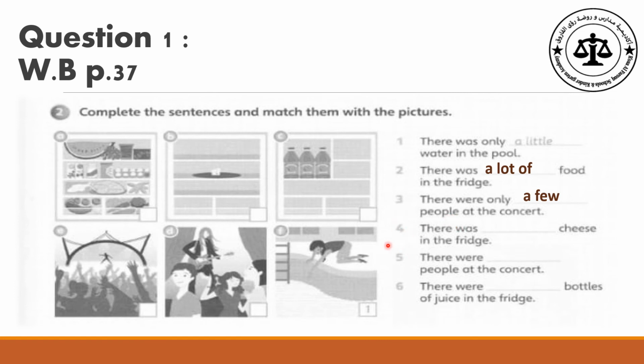Number 4. There was what? Cheese in the fridge. Look at picture B. We have there was a little cheese. Yes. Number 5. There were what? People at the concert. Here we have there were what? Excellent. A lot of people. We have a large number of people in picture D. Number 6. There were what? Bottles of juice in the fridge. Look at picture C. Yes, there were a few bottles of juice in the fridge.